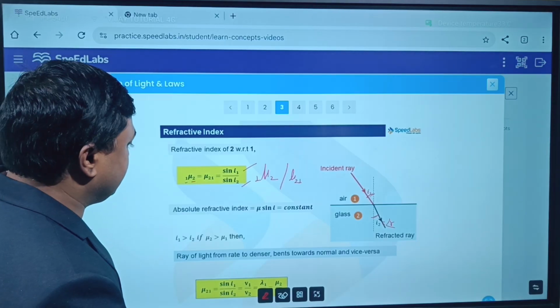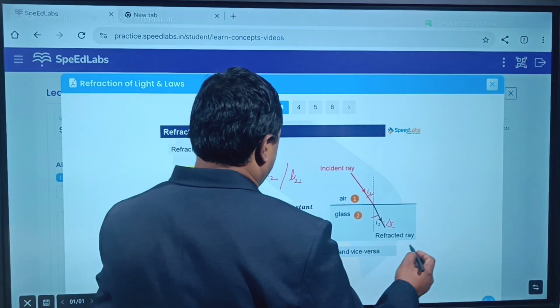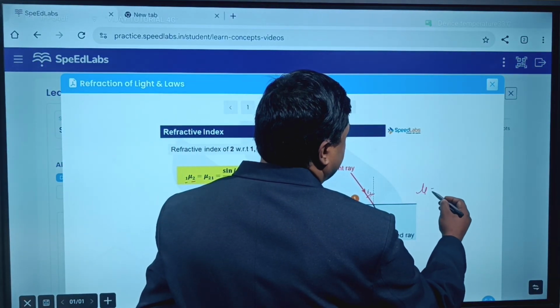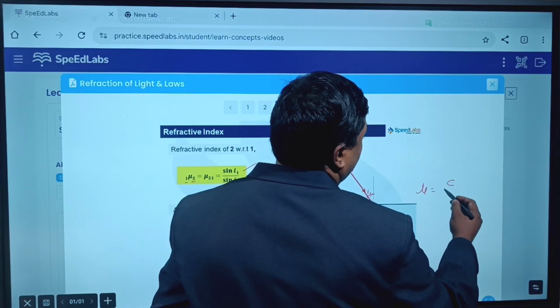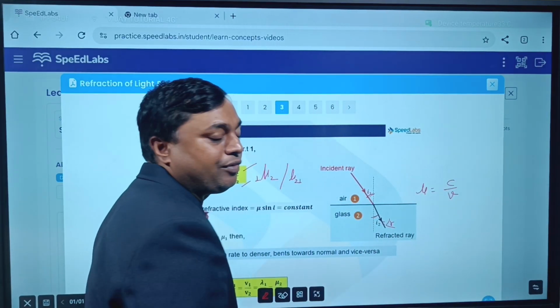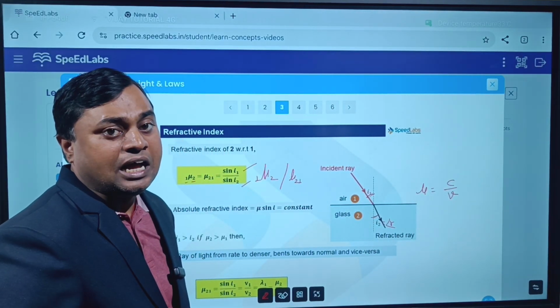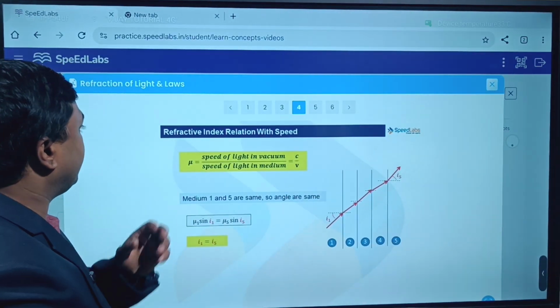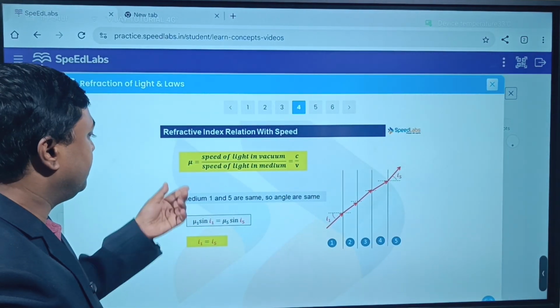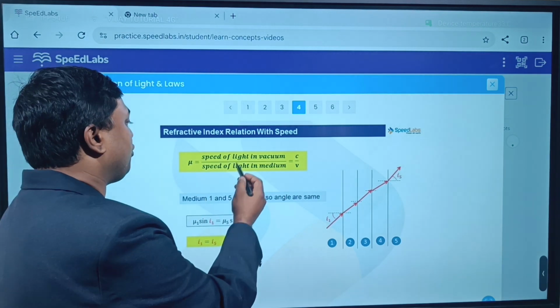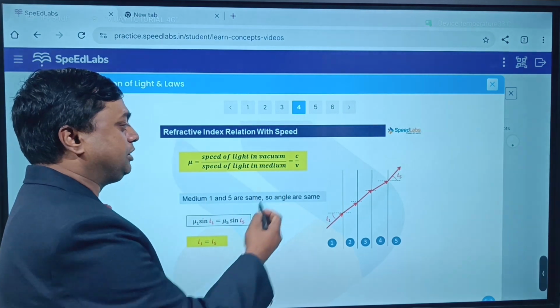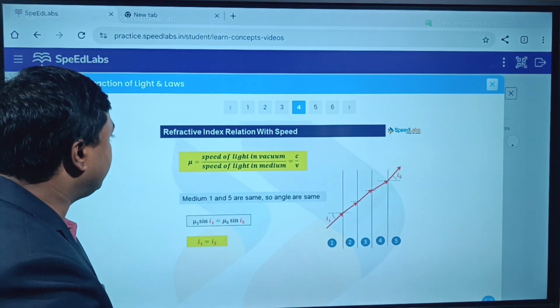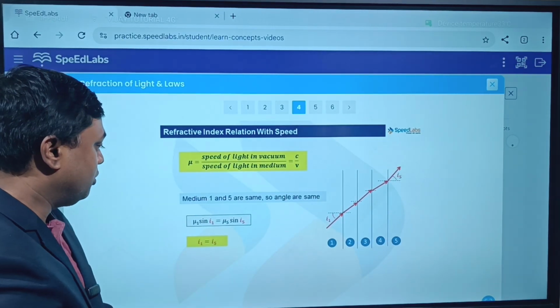Absolute refractive index: mu is nothing but the velocity of light in vacuum to the velocity of light in the medium. There are two types of refractive index. One is absolute refractive index, the other is relative refractive index. We will see them in the next slides. Refractive index relation with speed: this is the absolute refractive index, the speed of light in vacuum to the speed of light in the medium. c by v is called the absolute refractive index.